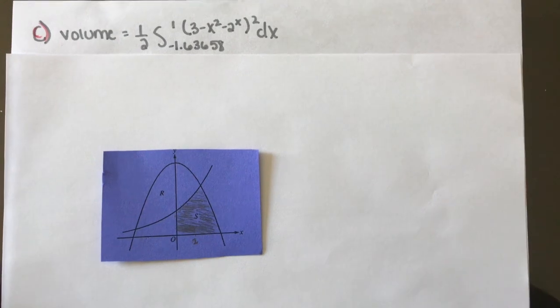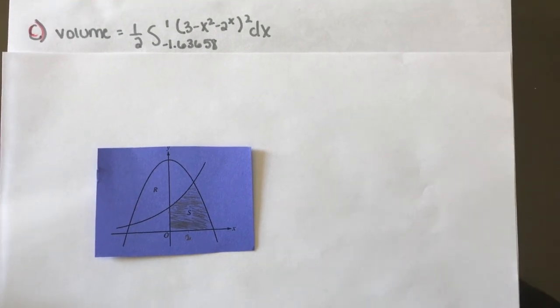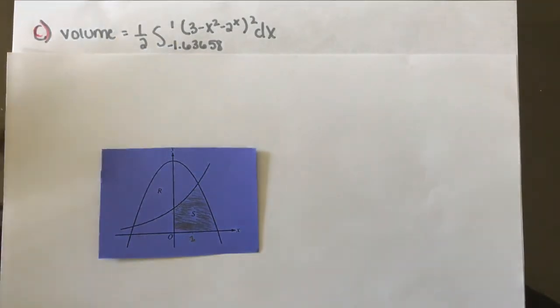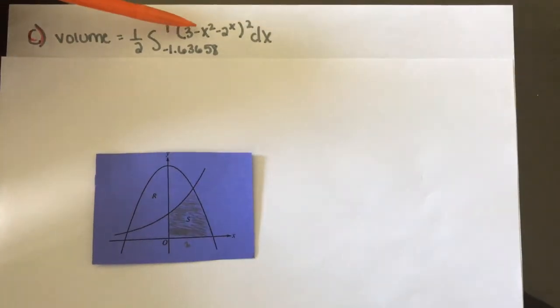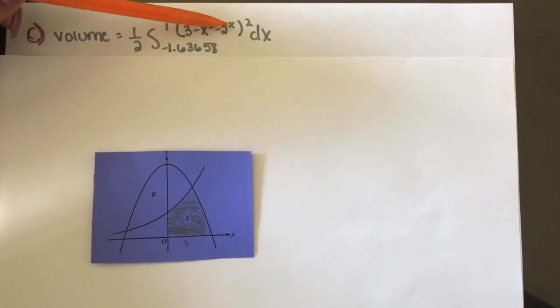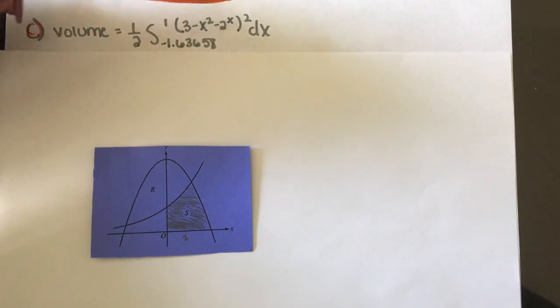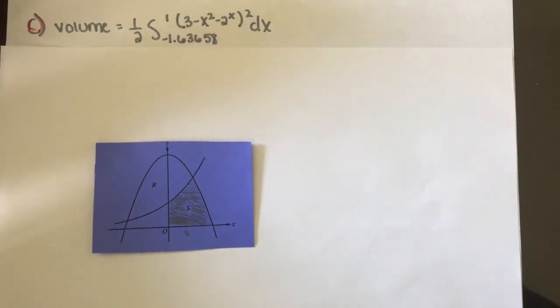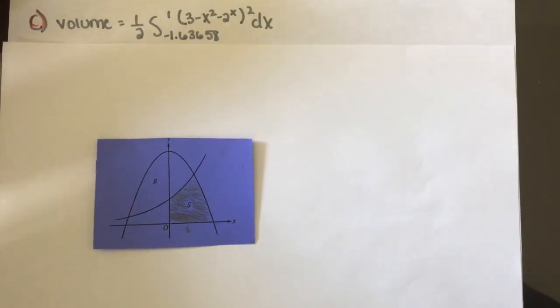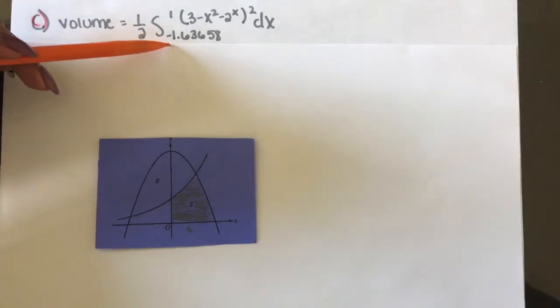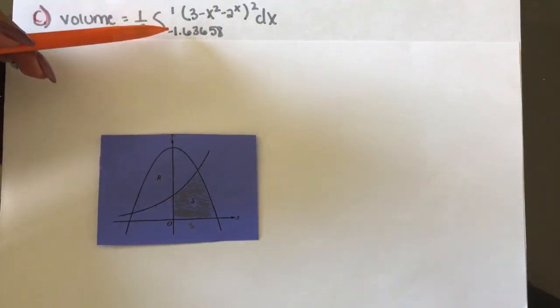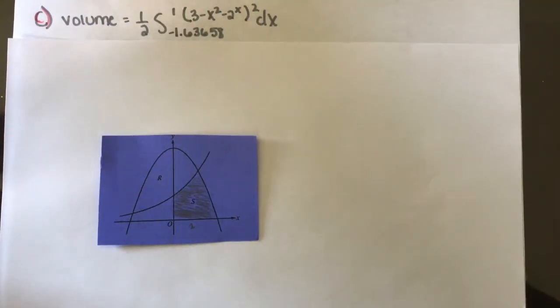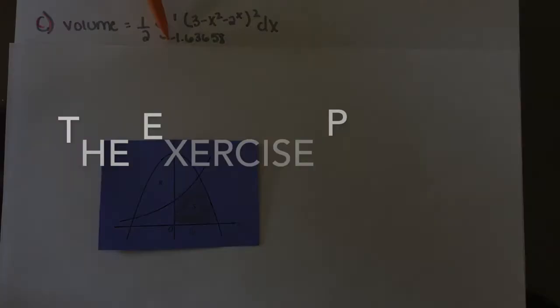So for part C, to find the volume of the solid, we need to do one half times the integral of 3 minus x squared minus 2 to the x, quantity squared, dx, because it's top minus bottom. To get the limits of the integral, again we set them equal to each other and find x.